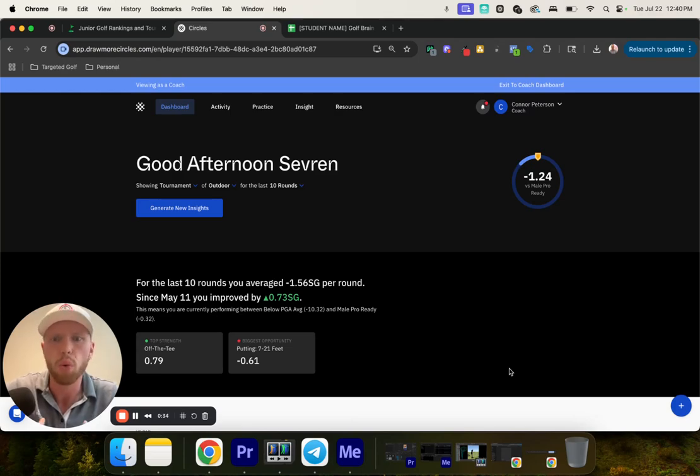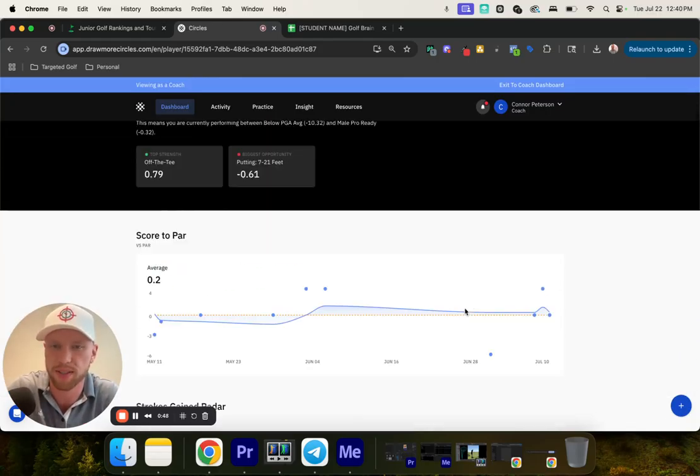So one of the foundational things that I will talk about when it comes to helping junior golfers develop is tracking their statistics. If you are not tracking your child's statistics, I guarantee you're losing shots. Like you're leaving shots on the table. And so I've just got one player pulled up as an example.